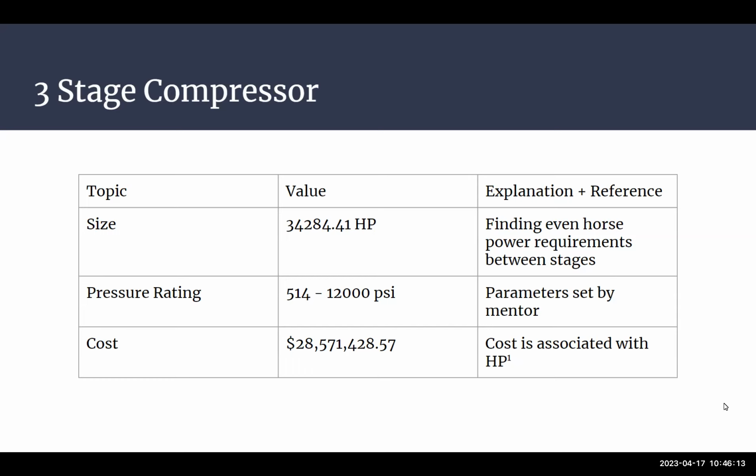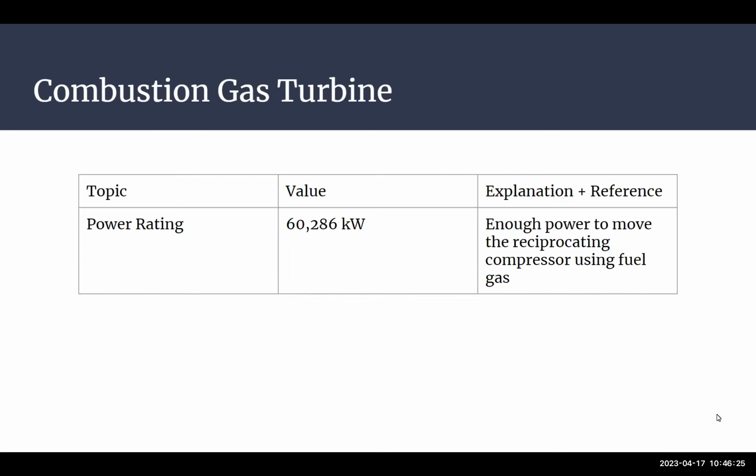All of the stages of the compressor are about 34,000 horsepower, and we wanted to even these out so it can be the most efficient as possible. So it costs about $28 million. So for the combustion gas turbine, it's rated for about 6,000 kilowatts. And this is basically just what's going to be used to power the compressor.